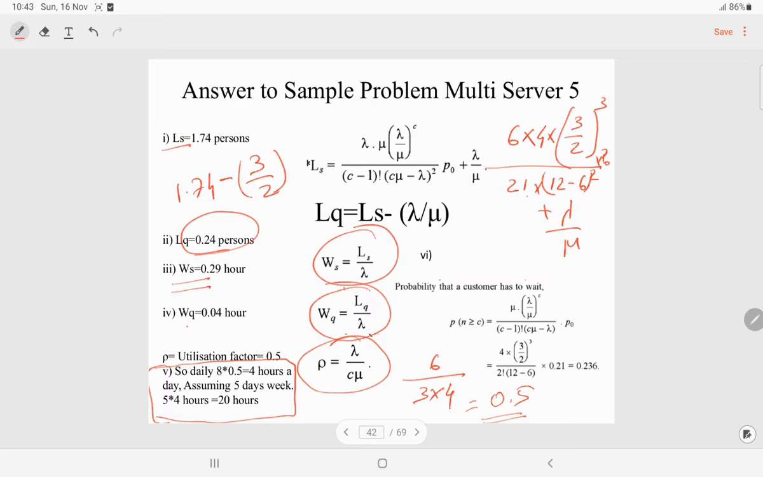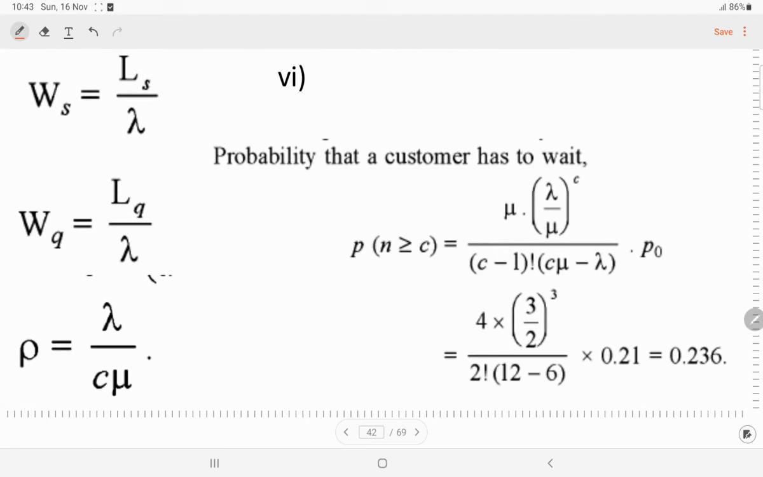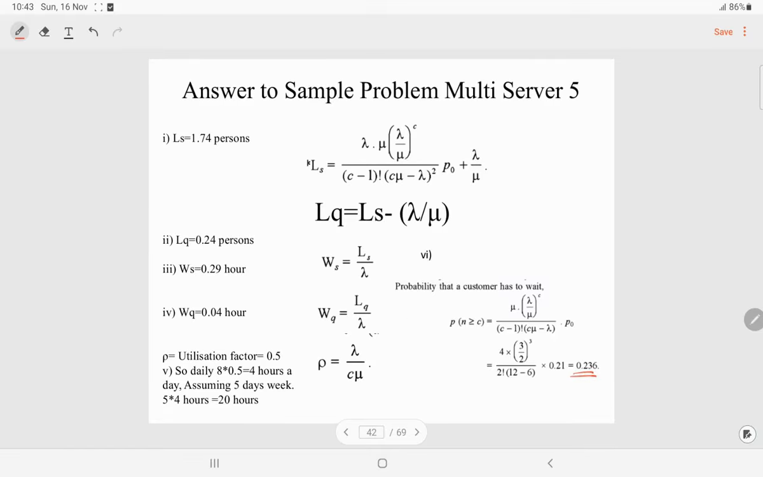If the rho value is 0.5, that is 50 percent, total working hours into that value will give you the exact number. Then the next question was the probability that a customer has to wait. For that, the equation is mu into lambda by mu all raised to C divided by C minus 1 factorial into C mu minus lambda. So substituting that, we will get the value as 0.236. So this is how that particular problem is solved.